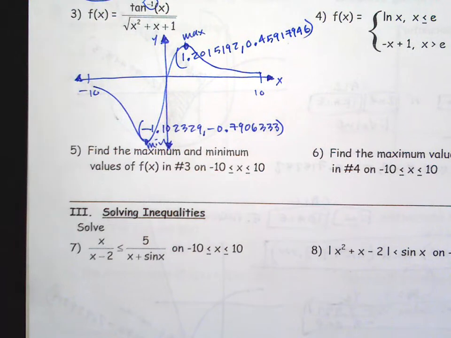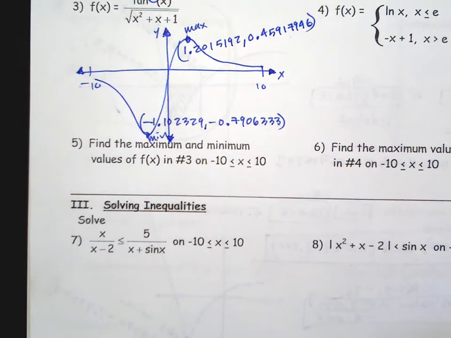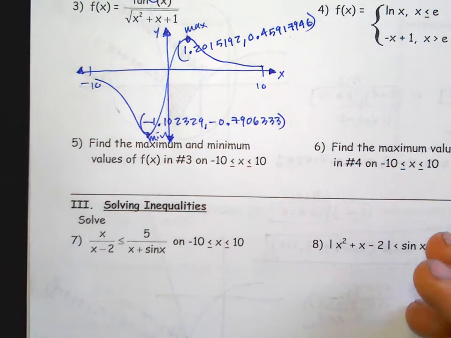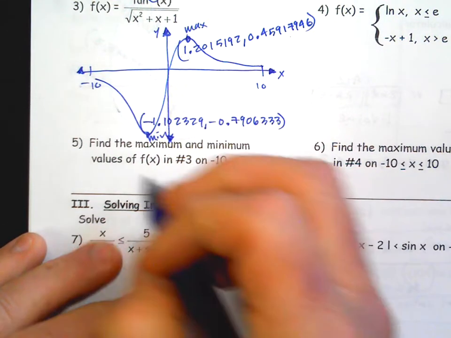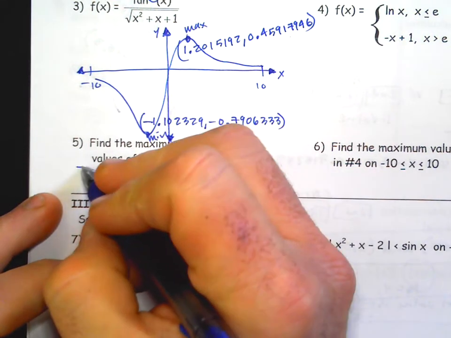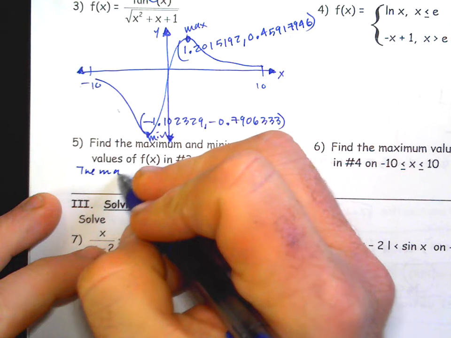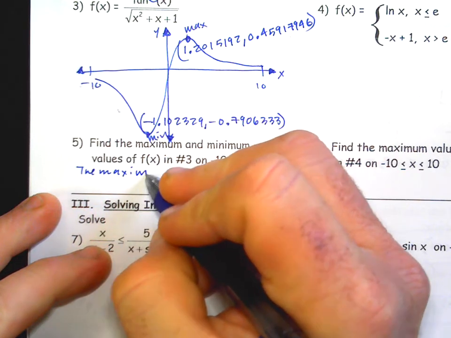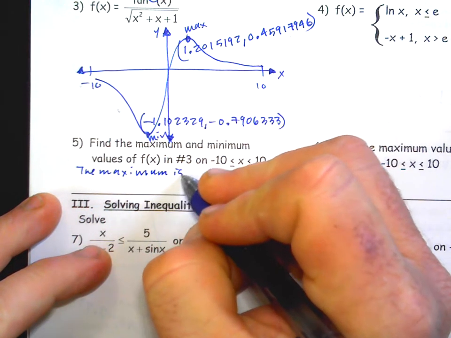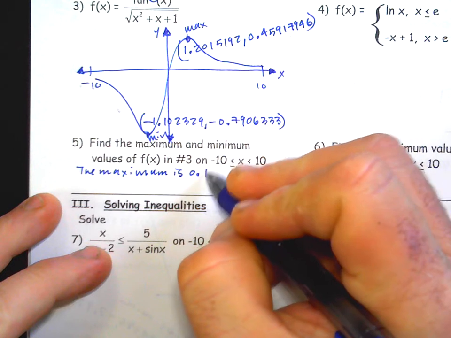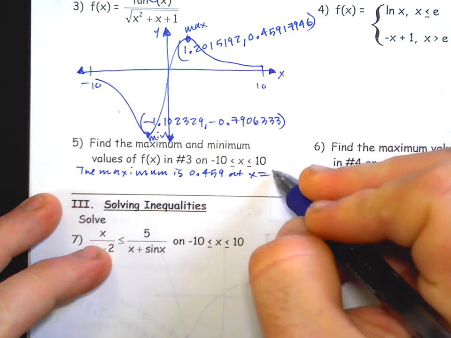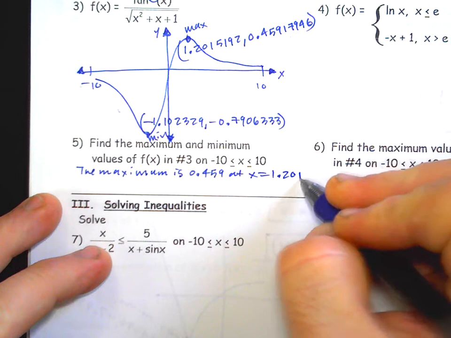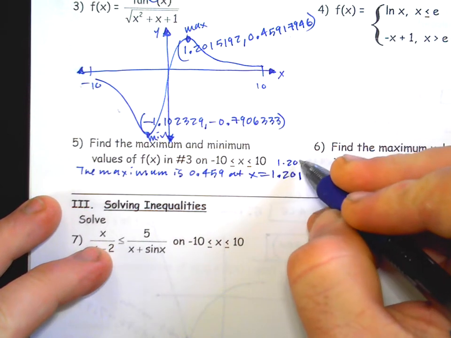That's the only work you can show me. I don't need to see the buttons you pushed. But this tells me at least you kind of understand the basic idea. So we can say the maximum. Now, this is the way I want you to write these answers. The maximum is 0.459 at x equals 1.201 or 1.202 if you want to round.